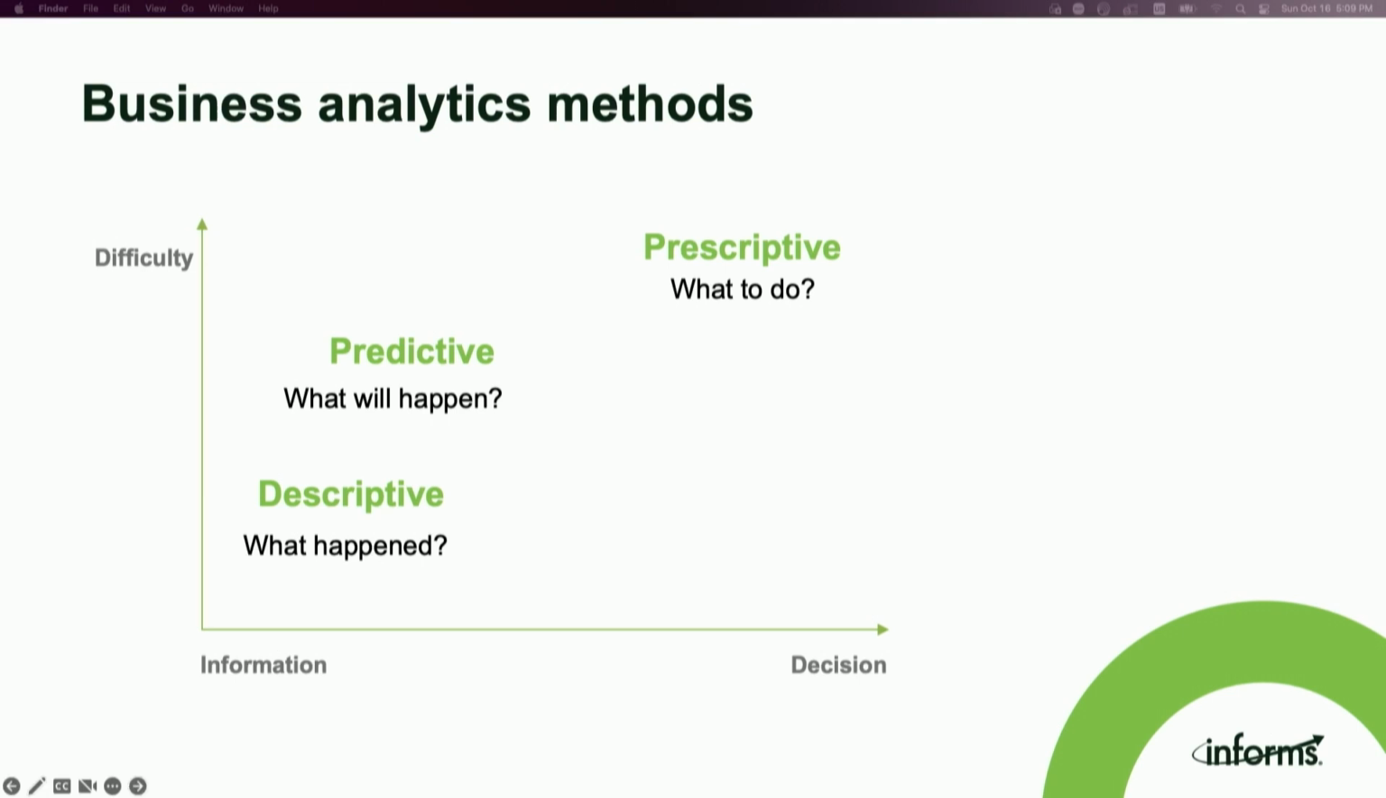So in this talk, we will focus on prescriptive data analytics, and we will investigate how to integrate prediction and optimization factors to achieve smarter solutions.